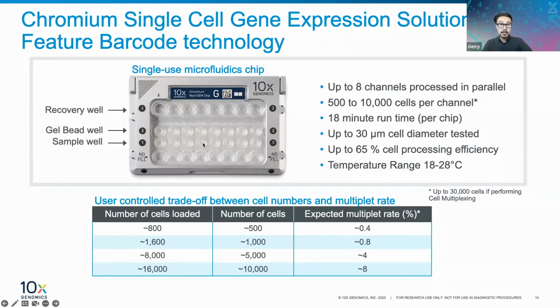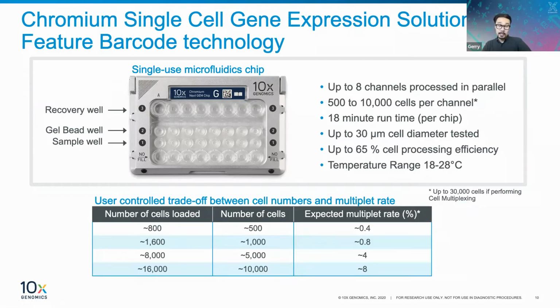The partitioning on the Chromium instrument takes about 18 minutes. During partitioning, up to about 65% of the cells are captured. This means that if you were loading approximately 16,000 cells for one experiment, you would yield data from approximately 10,000 cells. While most of the occupied gems will contain a single cell, there is a statistical probability that some of these gems contain more than 1 cell.